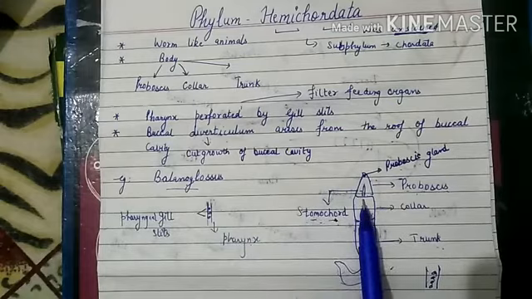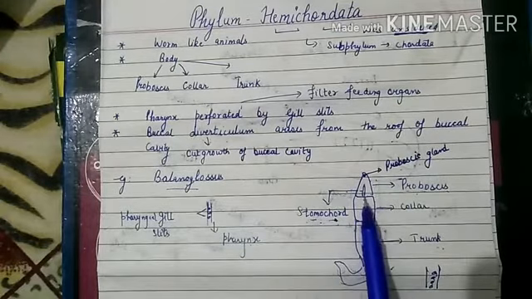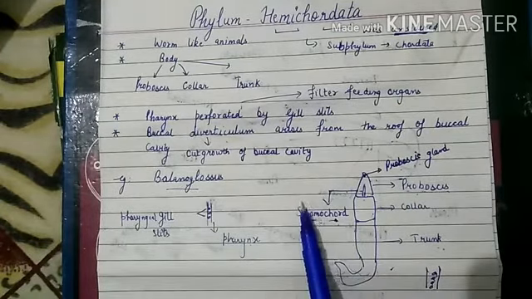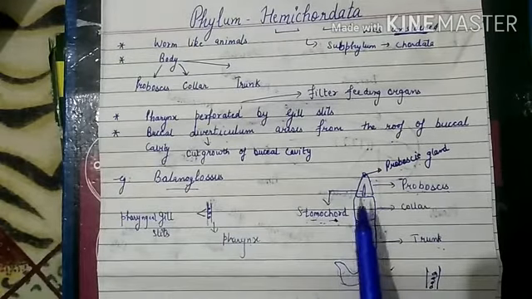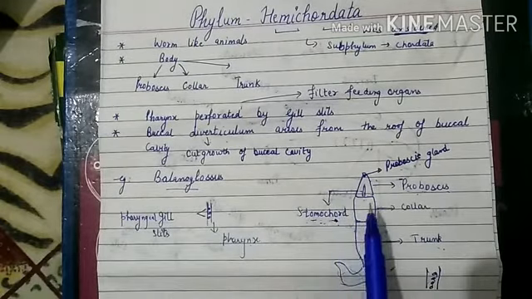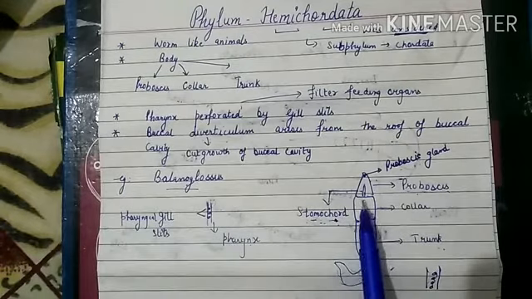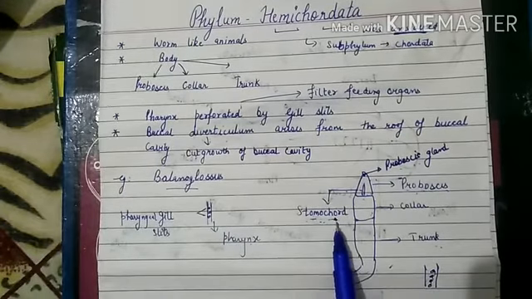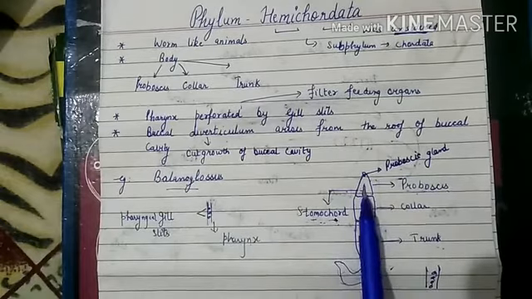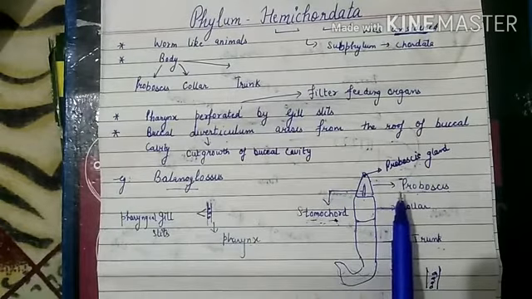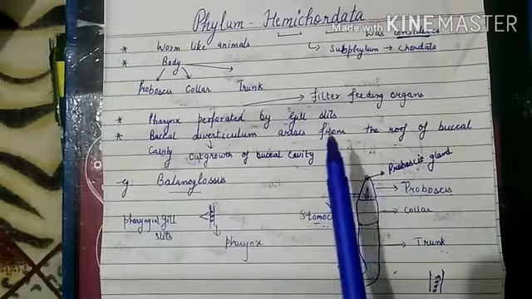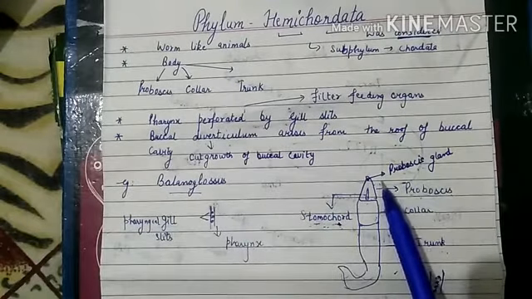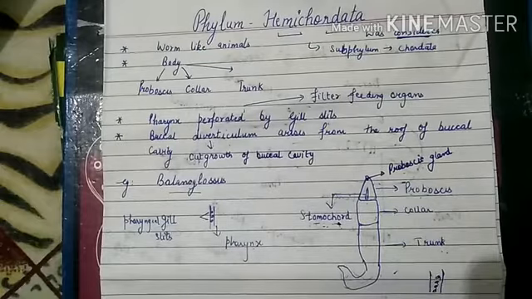The reason behind that is the notochord is always solid in nature, but this stomochord structure is hollow. So the reason is very important: the stomochord is hollow, but the notochord is always solid in nature. So all these points you have to remember in phylum Hemichordata.